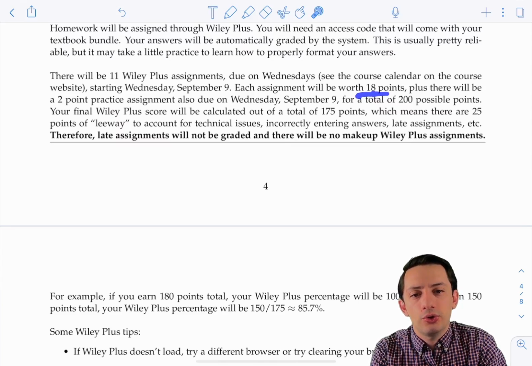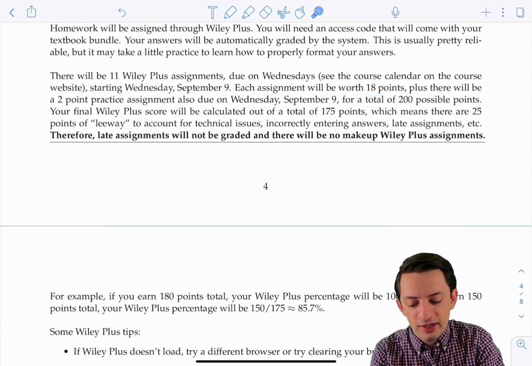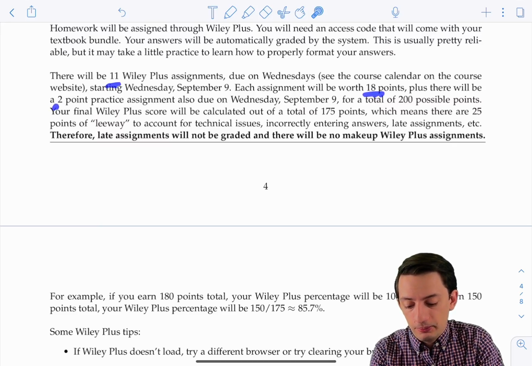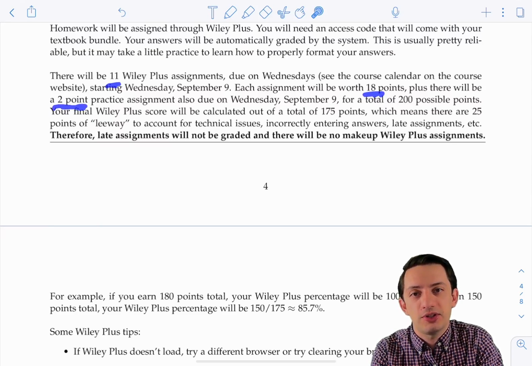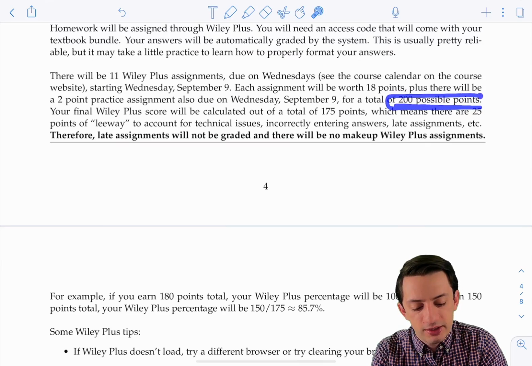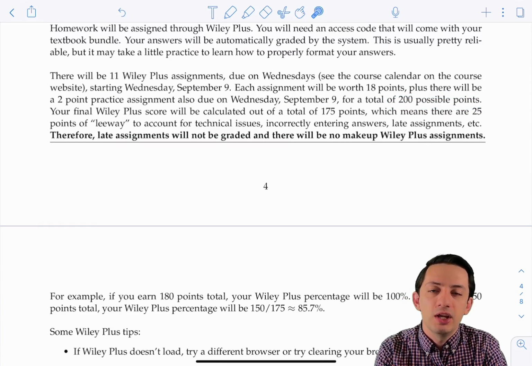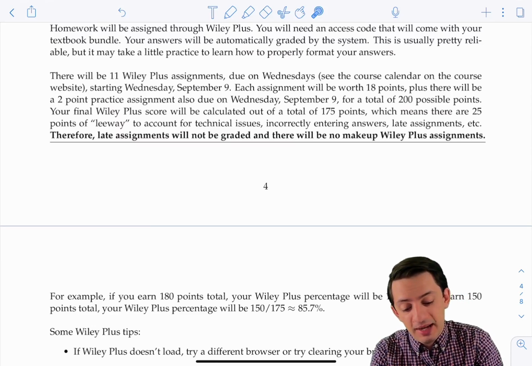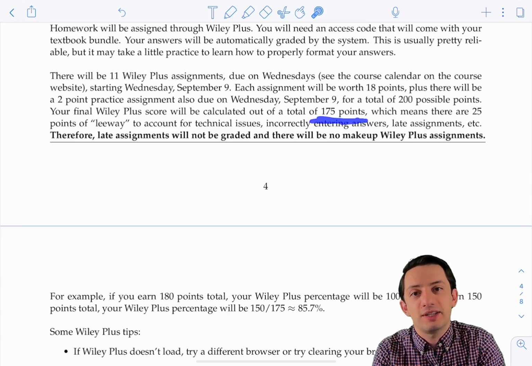And so in total, when you have 11 assignments at 18 points each, that's 198, plus the 2 for practice, that will be due the same day as the first assignment. That means a total of 200 possible points on Wiley Plus. Now, when I actually calculate your Wiley Plus grade in the system, it's not going to be out of 200. It's going to be out of a smaller number. It's going to be out of 175.